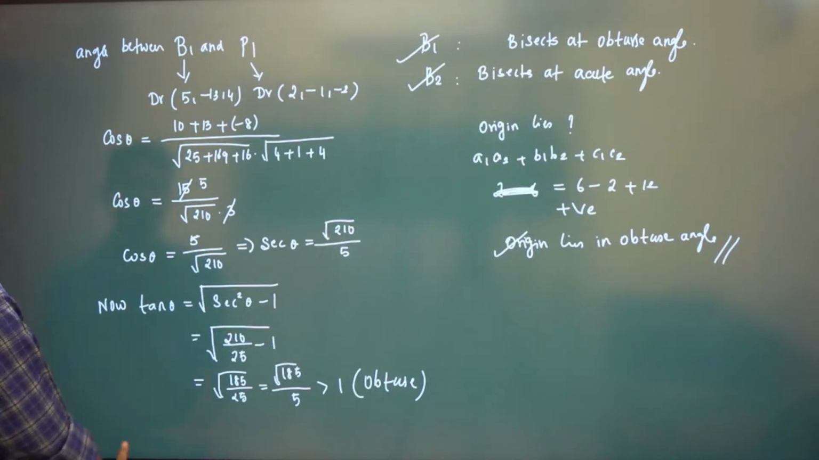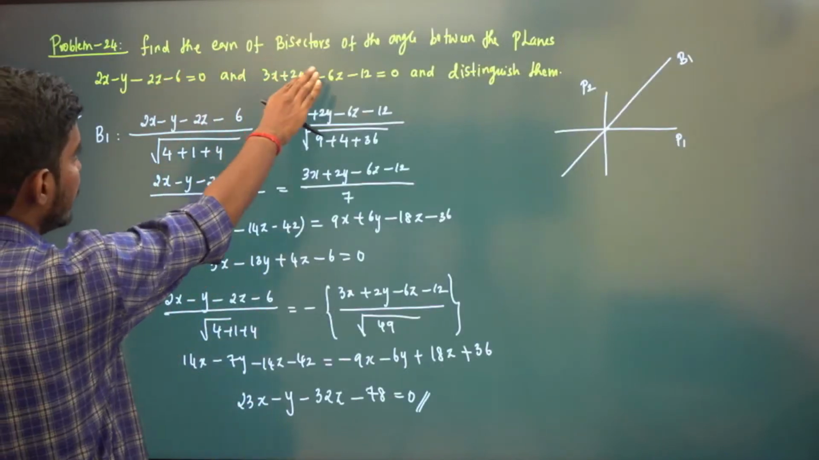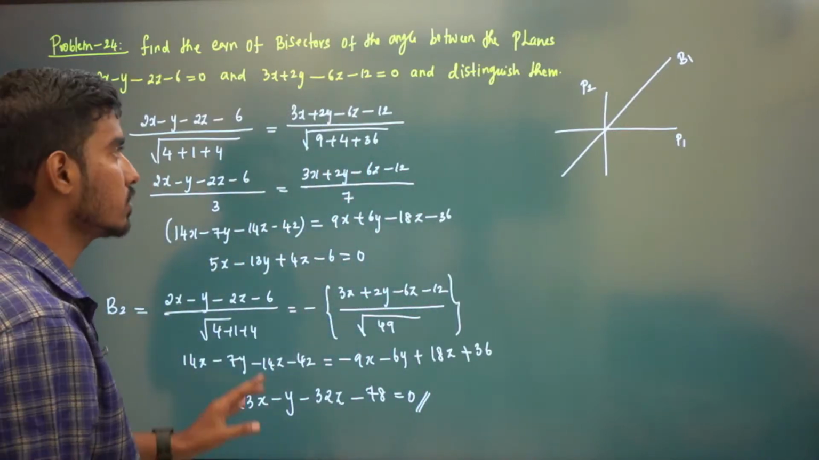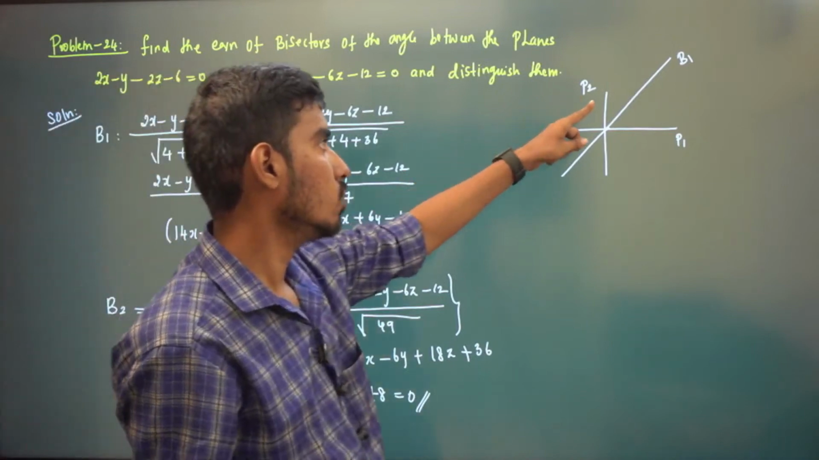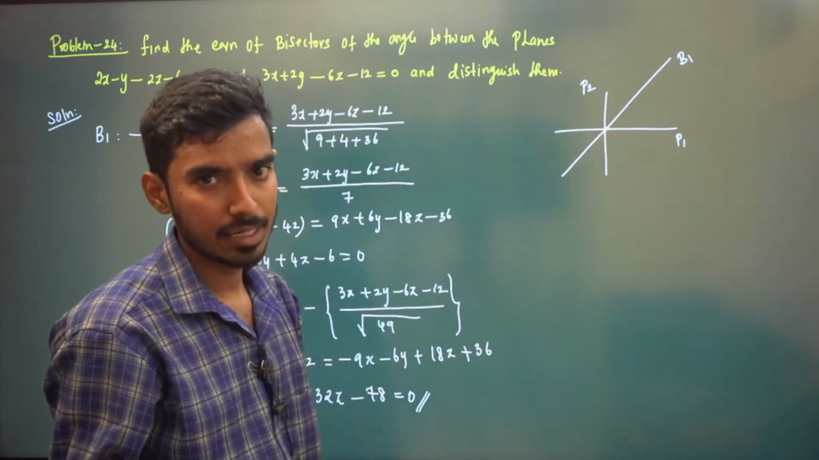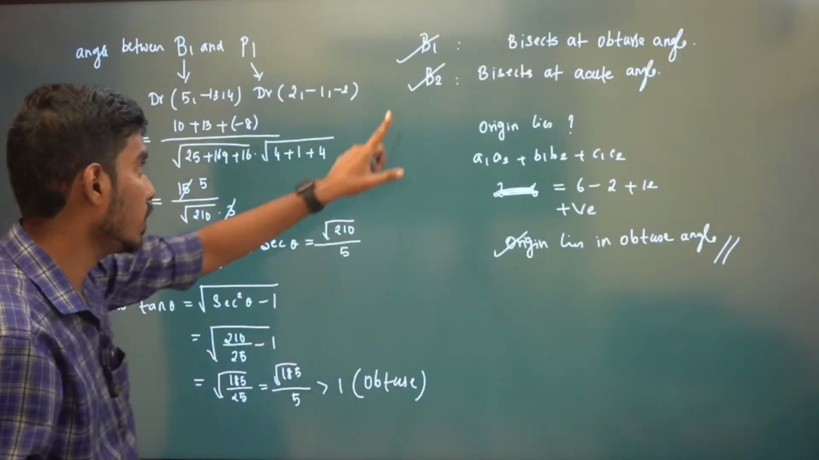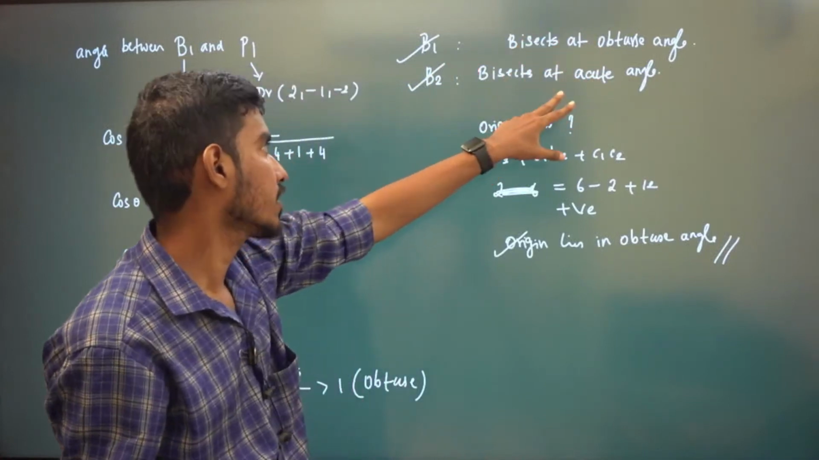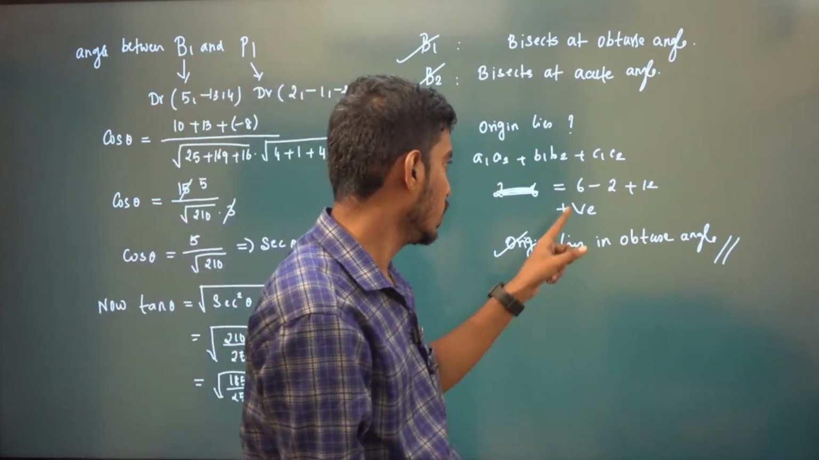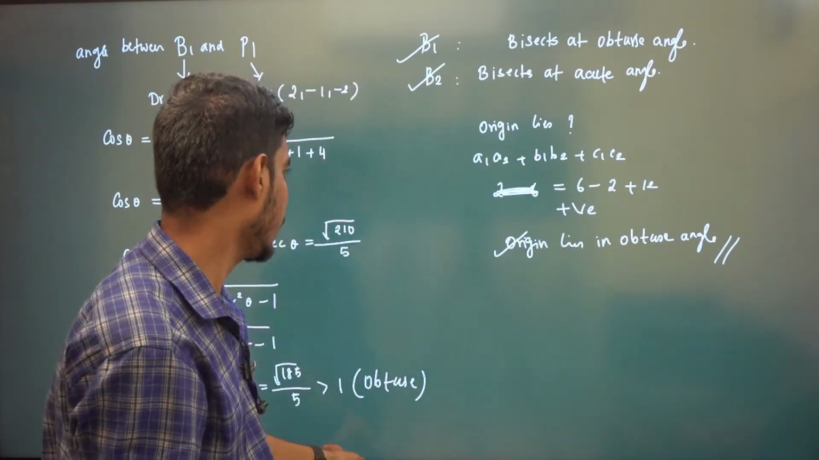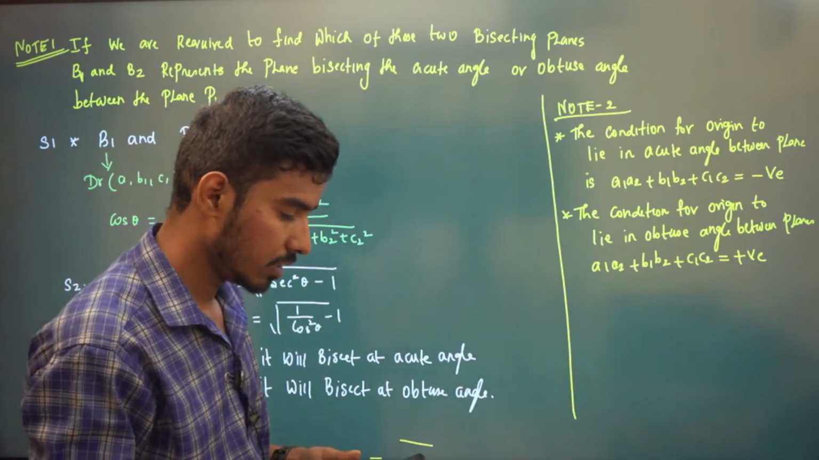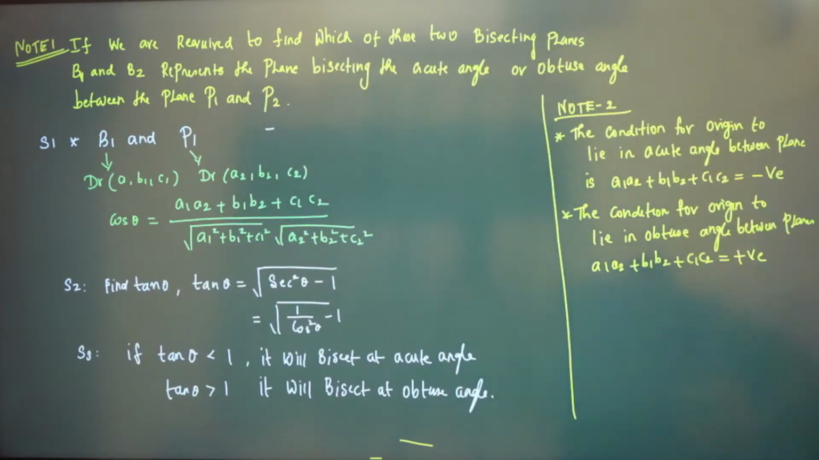Okay. So if they say find the equation of bisectors of angle between the planes, you find B1 and B2, and to distinguish them, you need to say whether B1 bisects acute or obtuse. You just find B1 and P1, find tan theta. If it is greater than 1, you say B1 bisects obtuse, the other B2 will bisect acute. And where origin lies, you find the value of a1 a2 plus b1 b2 plus c1 c2. If it is positive, origin lies in obtuse angle. If it is negative, origin lies in acute angle. Right? We'll move on to the next concept. Is it clear, right?